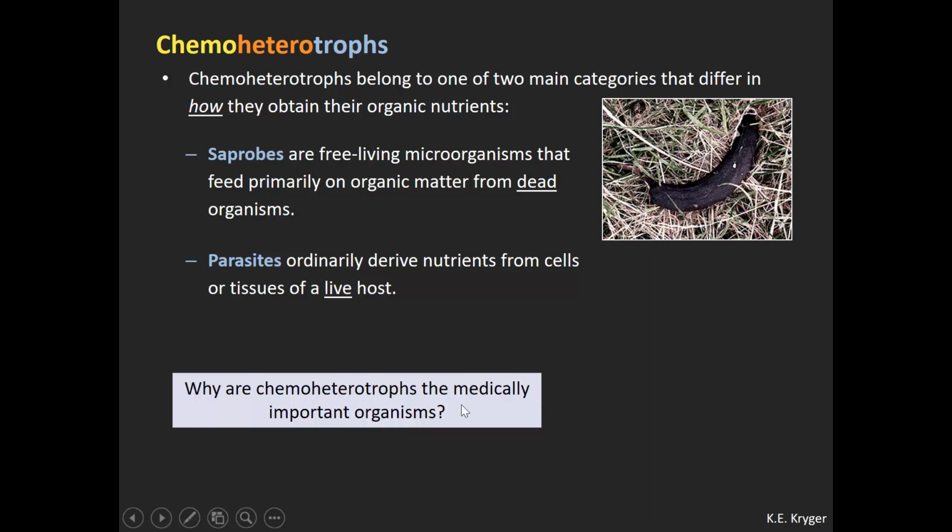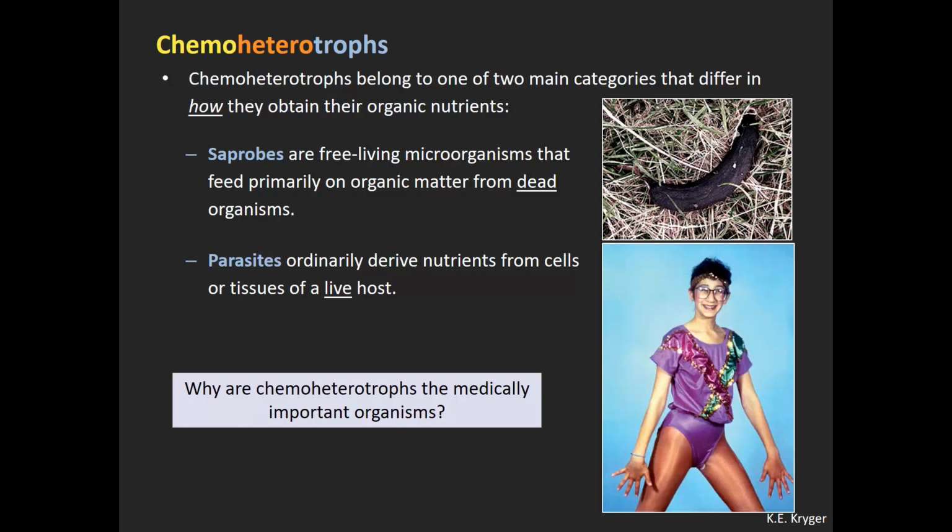Then there's parasites, and parasites derive nutrients from cells or tissues of a live host. So in terms of why chemoheterotrophs are the medically important organisms, it's because they're the ones that cause disease. Here we have a living host, and the living host is now supplying the carbon source as well as the energy source. So these are the ones that actually cause disease.